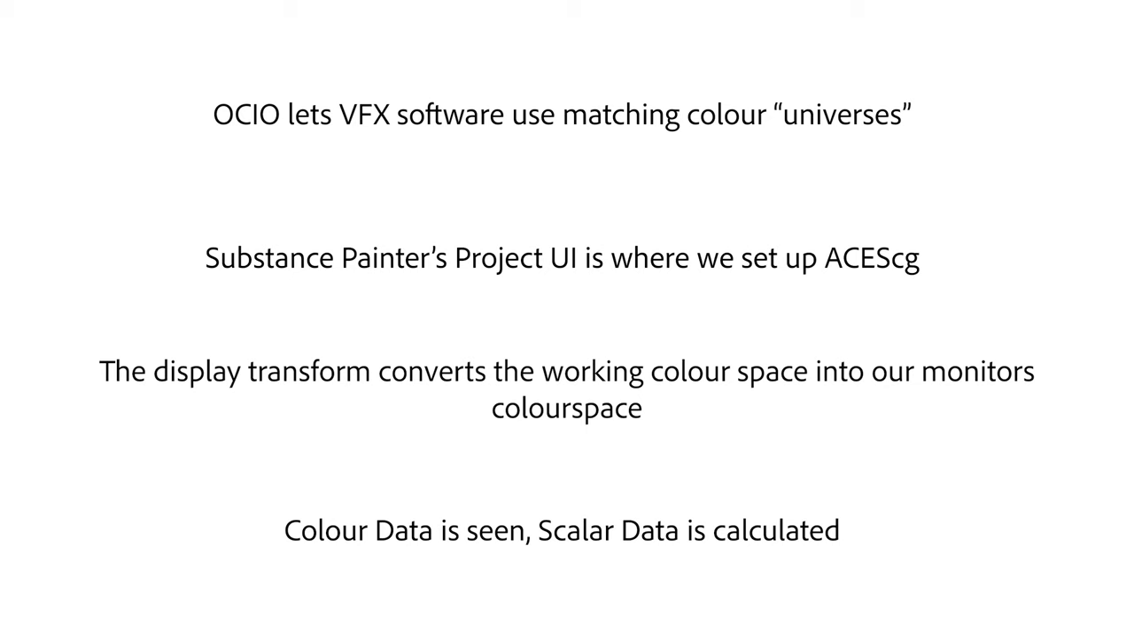Color data is texture information which is seen on our shader. Scalar data is texture information which is used as a value to calculate a property of our shader.